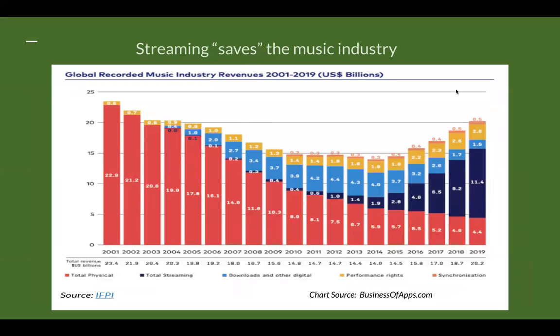Here you can see how the music industry was declining from 20 years ago in terms of revenue. A lot of it was coming from CD sales and albums and so forth. And then this dark blue part that sort of took over and really saved the industry about 10 years ago is streaming, which now dominates the proportion of revenue that's coming in from the music industry.